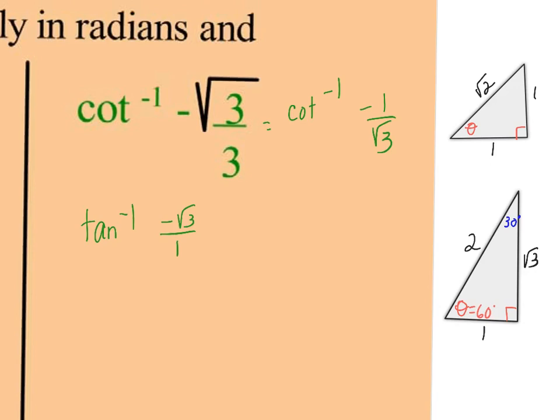But wait, we're looking at a negative, which means we've got to think about our quadrants, and all students taking calculus: everything is positive in quadrant 1, sine is positive in quadrant 2, so that could be one of our answers. Tangent is positive in quadrant 3, but we need it to be negative, so that's out. And cosine is positive in quadrant 4, which means that could be one of our answers.